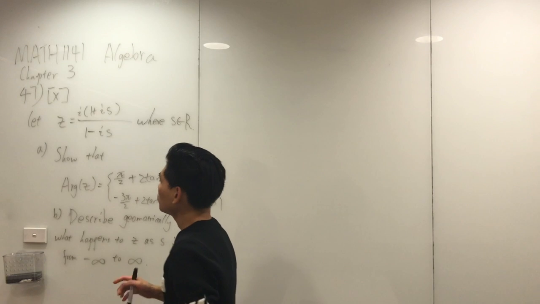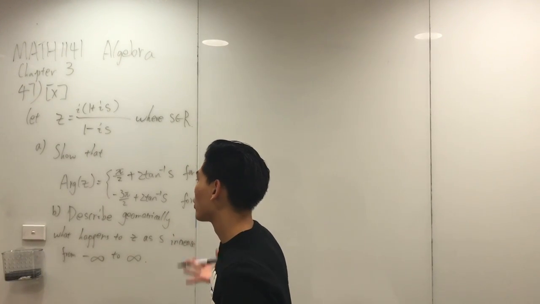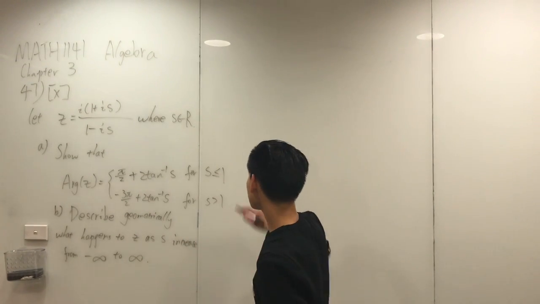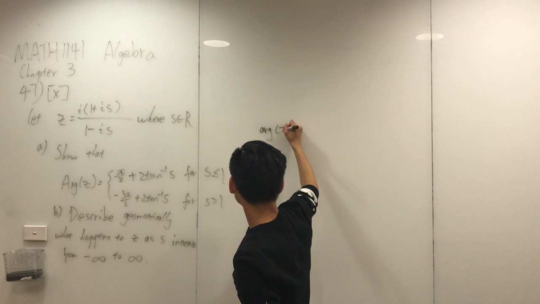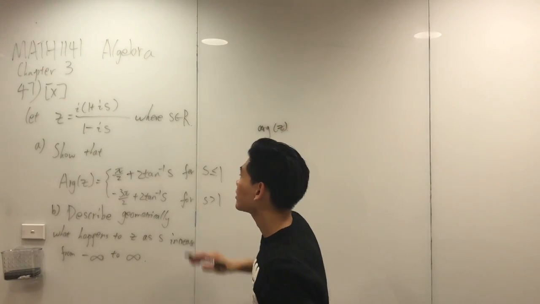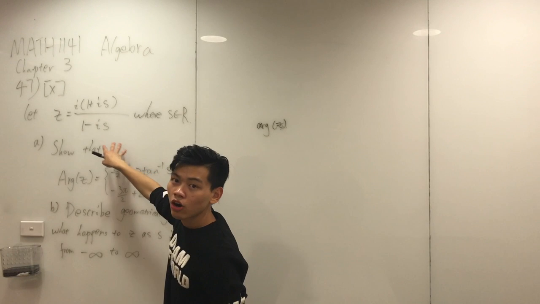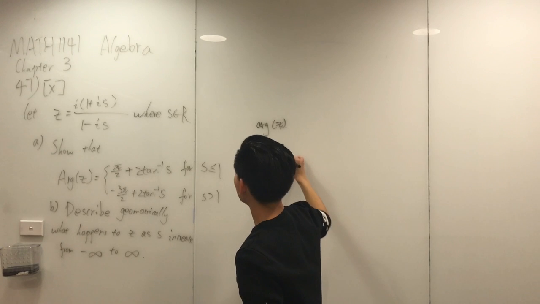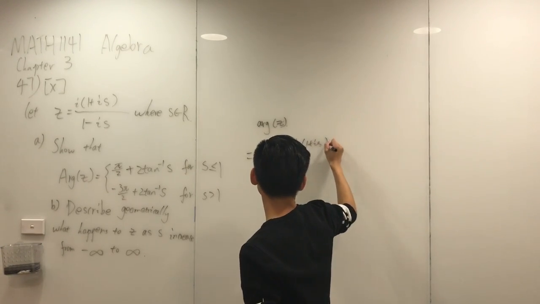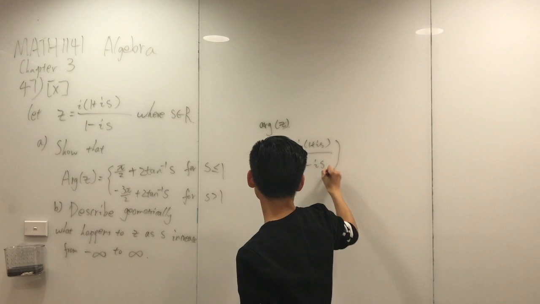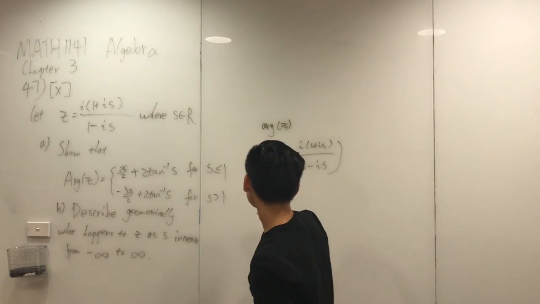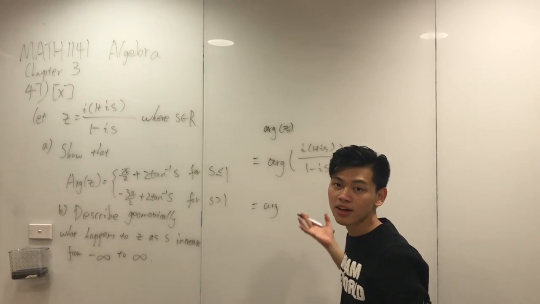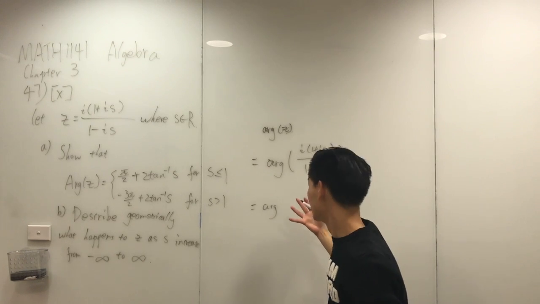Okay, now we can look at the first part of the question. They ask us to find arg z. They give us z's representation, which is arg of i(1 + is) divided by (1 - is). As we all know, if we have arg of z1 z2, we can write it as arg z1 plus arg z2. So the same situation happens here.